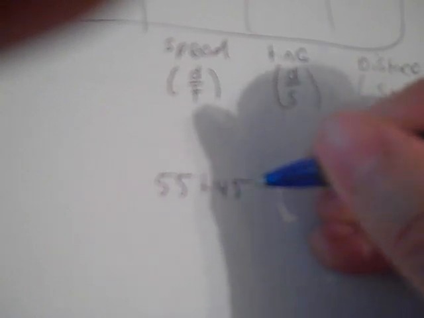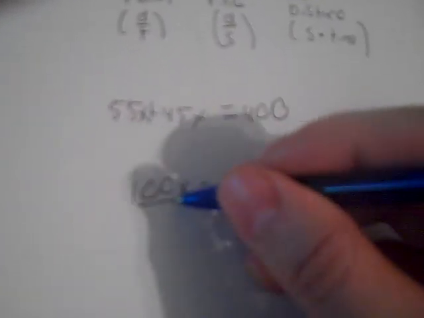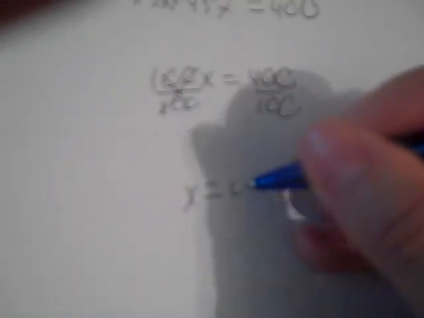Okay? So when they're going in opposite directions, instead of subtracting them, you're going to write an addition problem on that side with the x's. Okay, so that's 100x equals 400. And x equals 4. Okay. All right, now as you know, we have another story problem here.